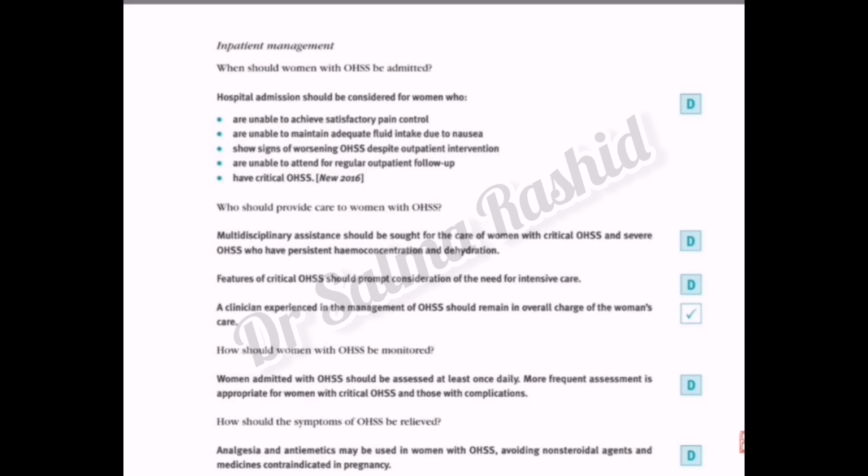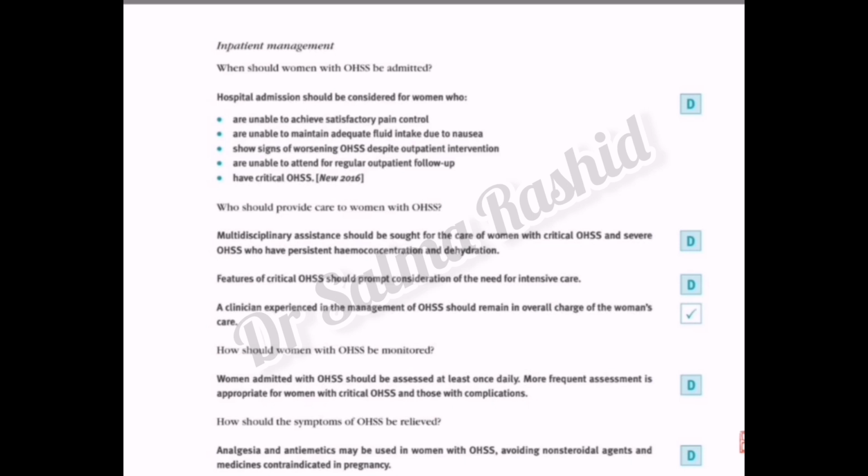Who should provide care to the woman with ovarian hyperstimulation syndrome? Multidisciplinary assistance should be sought for the care of women with critical ovarian hyperstimulation syndrome and severe ovarian hyperstimulation syndrome who have persistent hemoconcentration and dehydration. Features of critical ovarian hyperstimulation syndrome should prompt consideration of the need for intensive care. A clinician experienced in the management of ovarian hyperstimulation syndrome should remain in overall charge of the woman's care.